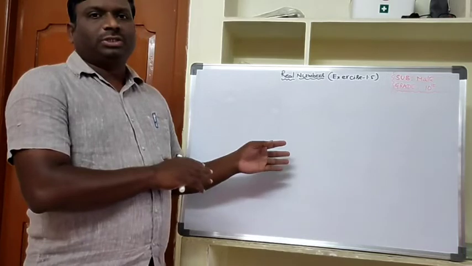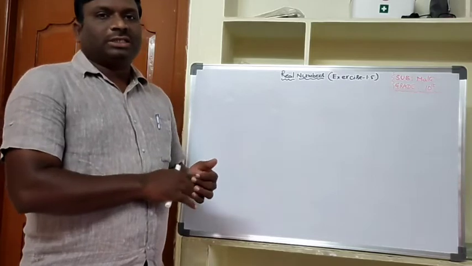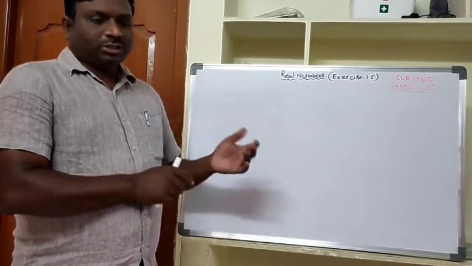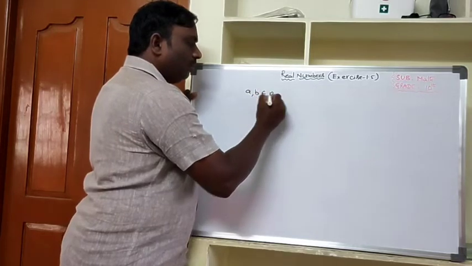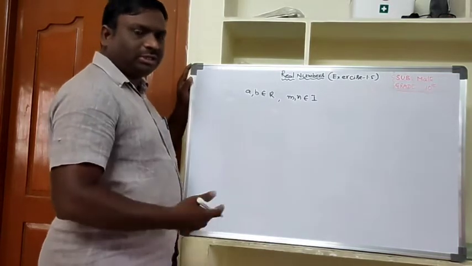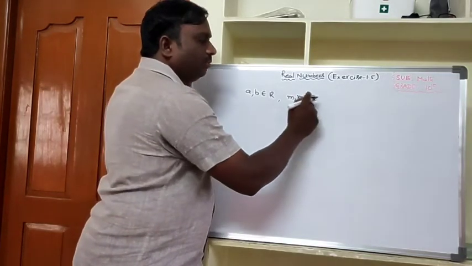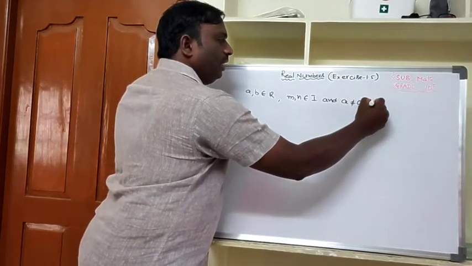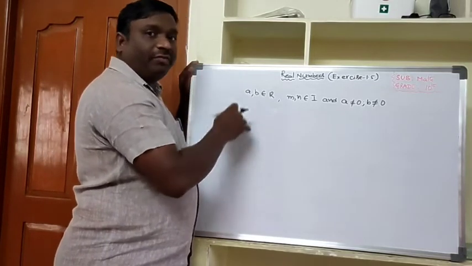Before going to the logarithms, first we will revise the exponential forms. Already we have discussed in previous classes what the exponential form is and how we can define it. Let us take a, b belonging to real numbers and m, n belonging to integers, either positive or negative. Here the condition is that a is not equal to 0 and b is also not equal to 0. Based on these conditions we can define the different laws of exponents.